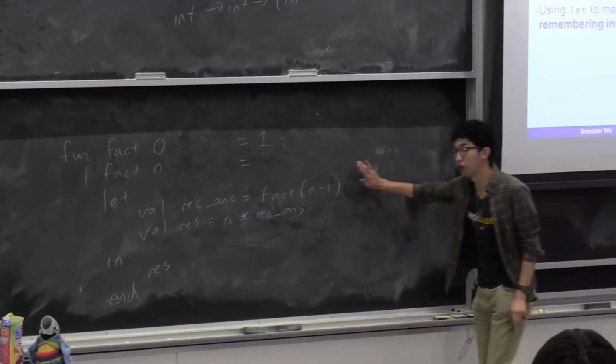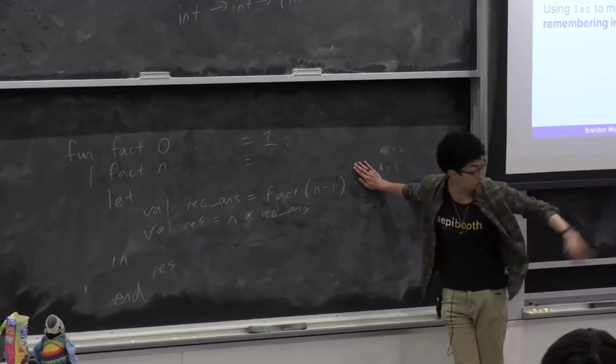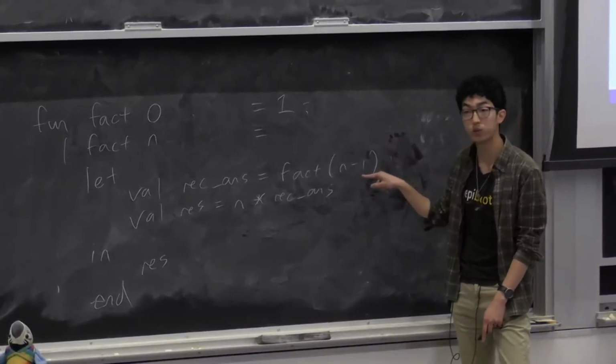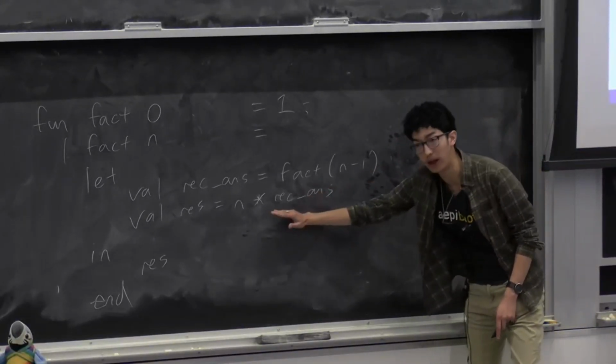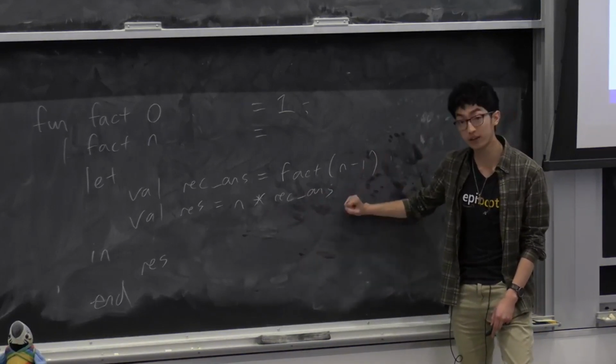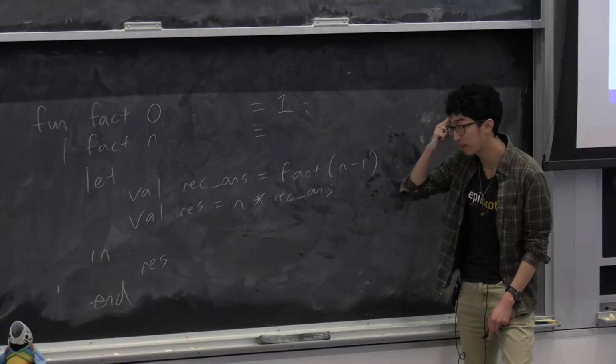I say, do fact of n minus 1. Give me the result. Go get the paper. And then later on, when it comes back to me with n minus 1 factorial, I have to remember to multiply it and return it. That's later. I have to do that later. And later is bad. Later takes up space in my brain.